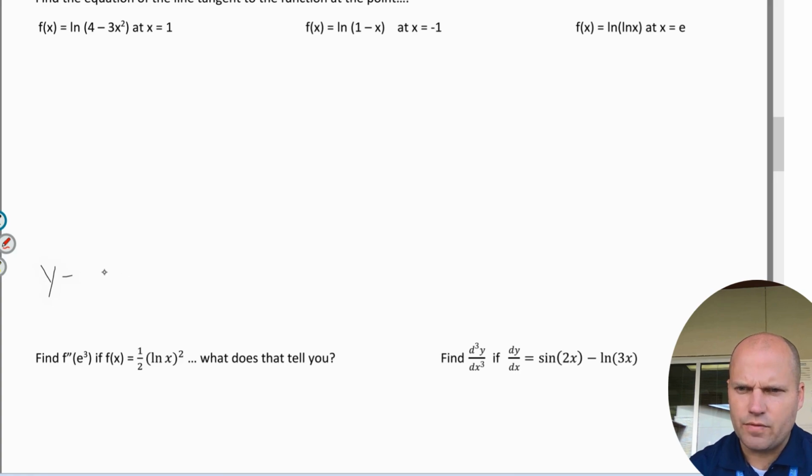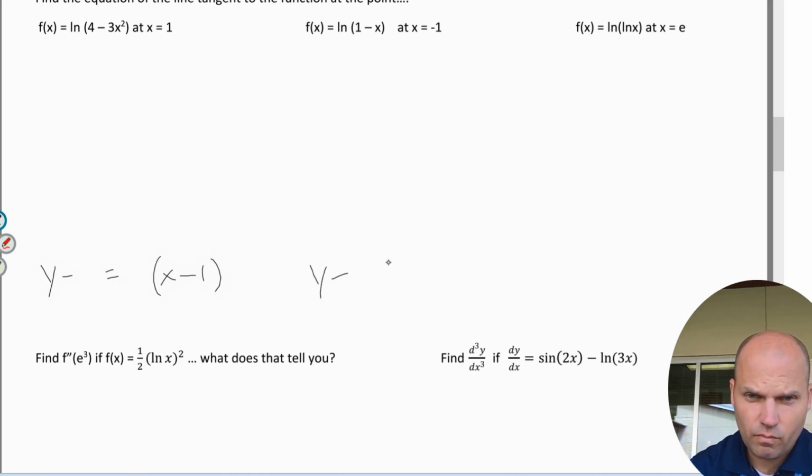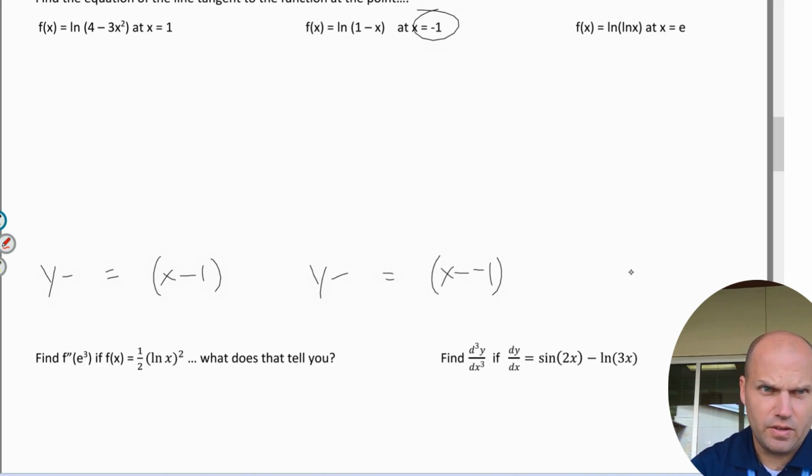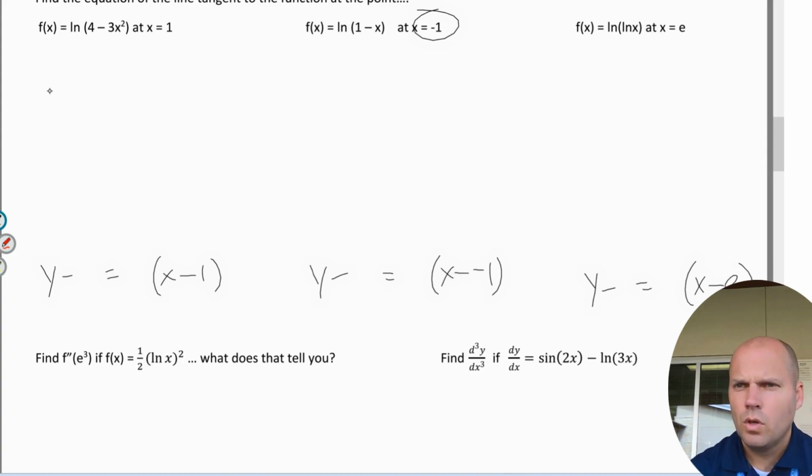All right, I want equations of tangents, so I need y values and m's. Using the x values. Look at that one. All right, cool.